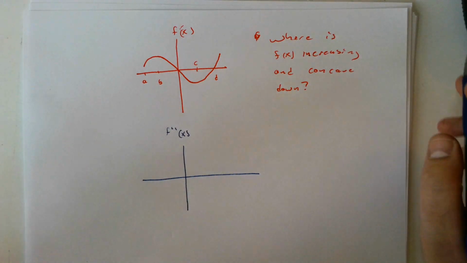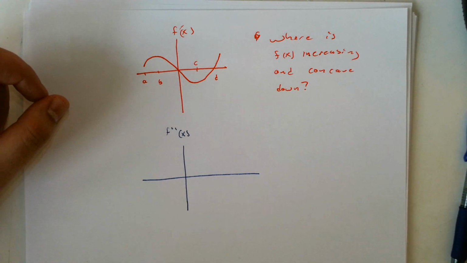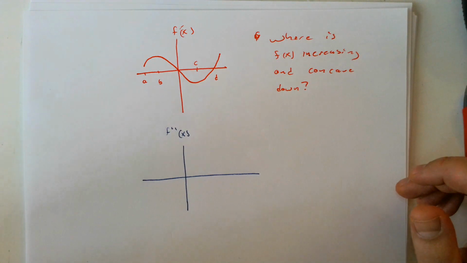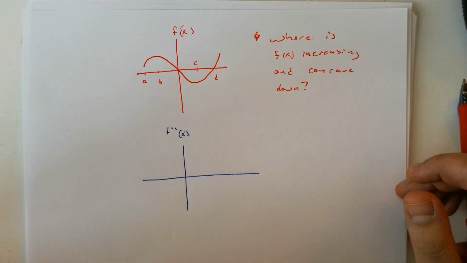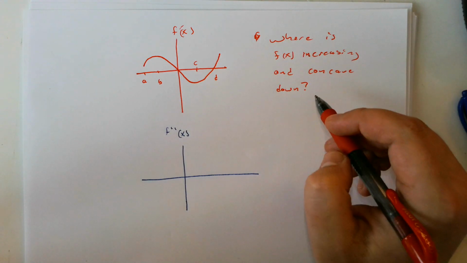All right, here we go. This is an exit ticket that we recently had in class, and I definitely want some of you to be thinking about this a little bit more deeply. So the question is, where is f of x increasing and concave down?